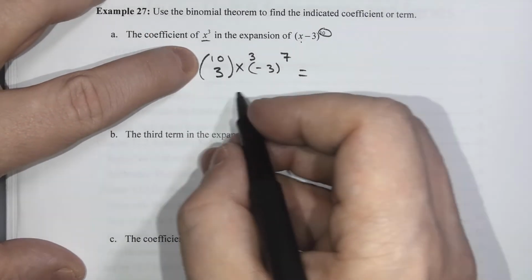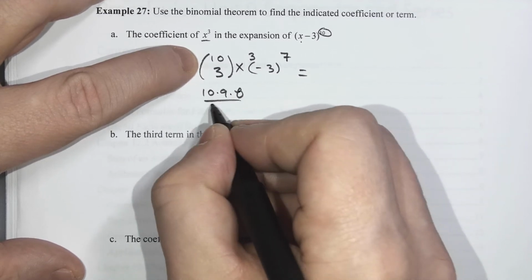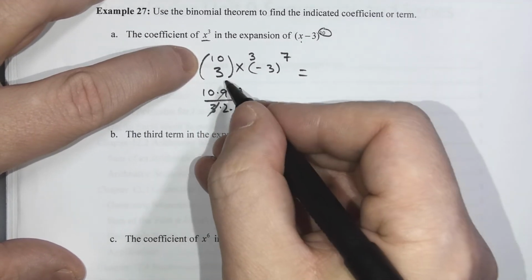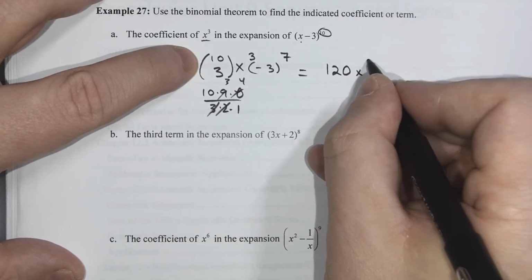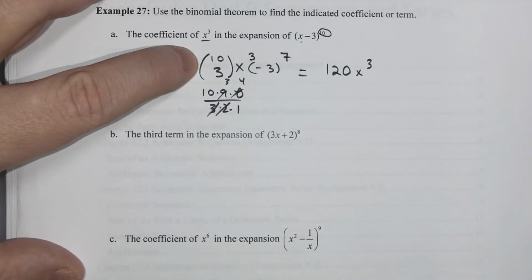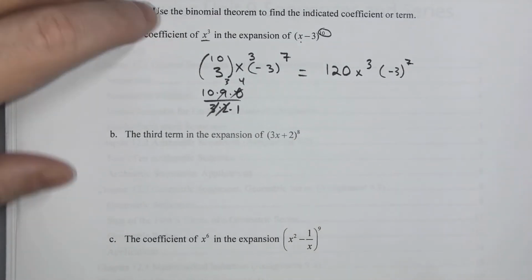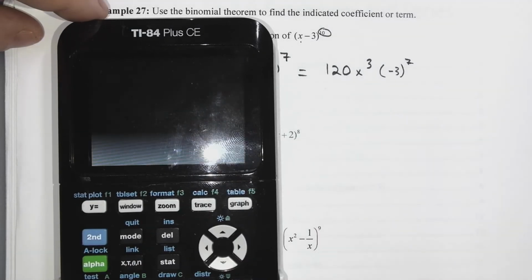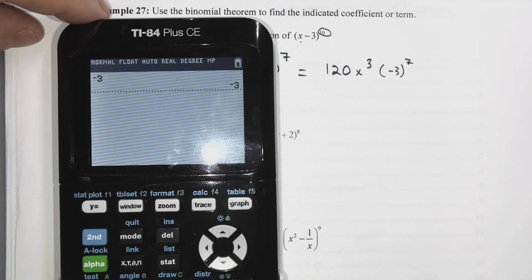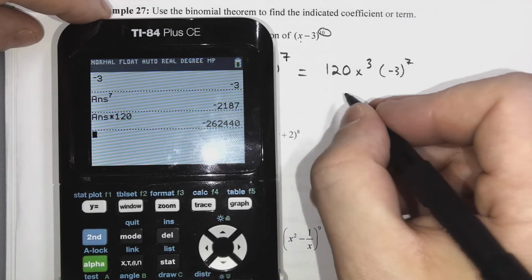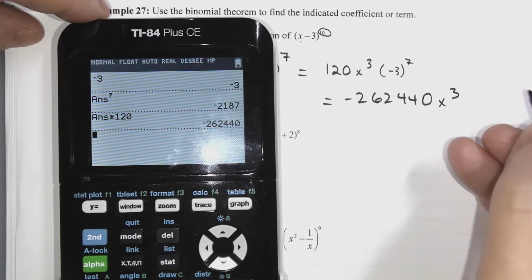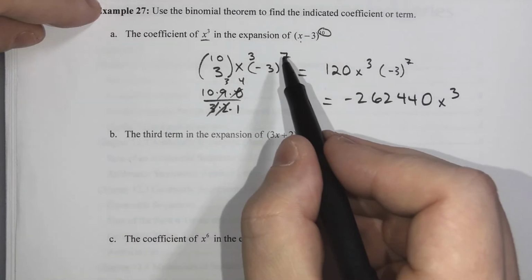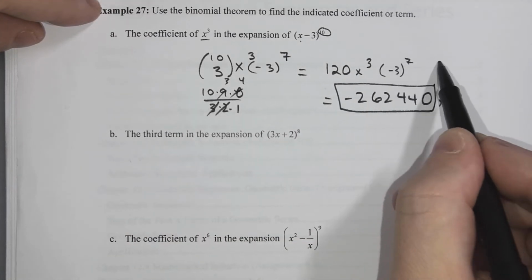So I need to figure out what 10 choose 3 is. That's 10, 9, 8 over 3, 2, 1, which is 120. So that's 120 x cubed times negative 3 to the 7th power. I can't do that in my head, that's not going to work. So negative 3 to the 7th power multiplied by 120. Looks like I'm going to get negative 262,440 x cubed. And the problem was only asking for the coefficient, so I'll just put a box around that and a smiley face.